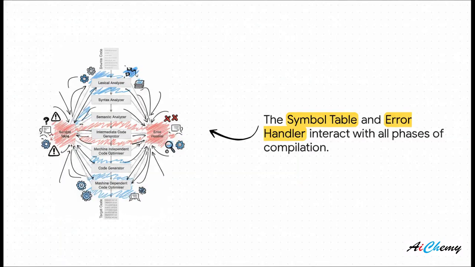Now, throughout that whole journey, from the very first step to the very last, there are two key components that are always working in the background. If you look at our assembly line diagram again, you'll see them hanging out on the side, the symbol table and the error handler. You can think of them as the supervisors for the whole operation.